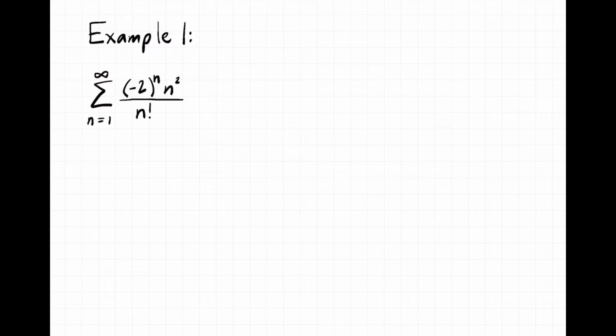Let's try an example. Let's look at the sum as n goes from 1 to infinity of the expression (negative 2) to the n times n squared, all divided by n factorial. Now this is kind of complicated, but I've included this one so that we see the full range of what the ratio test will do for us. First thing to note is this is an alternating series.